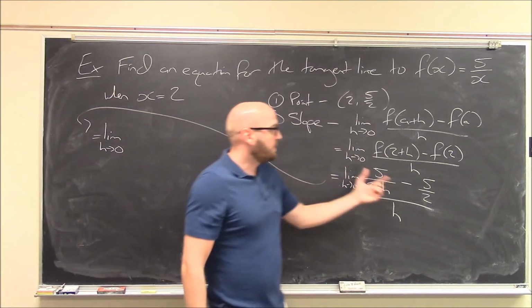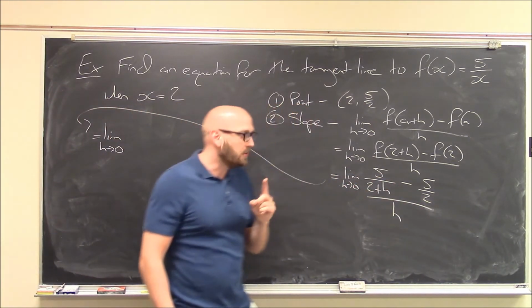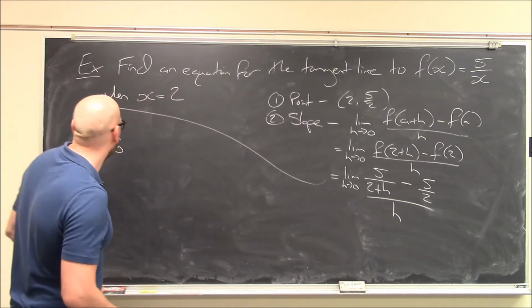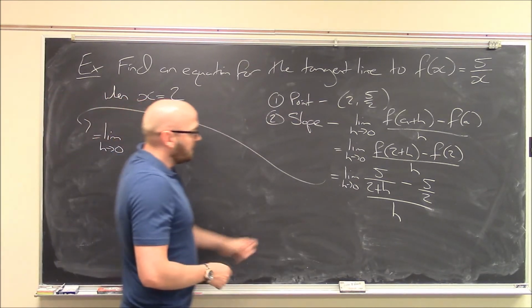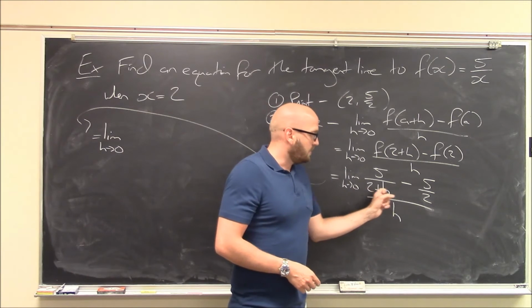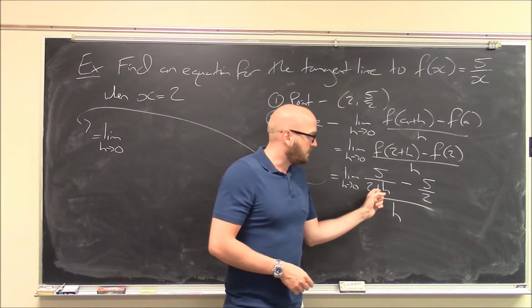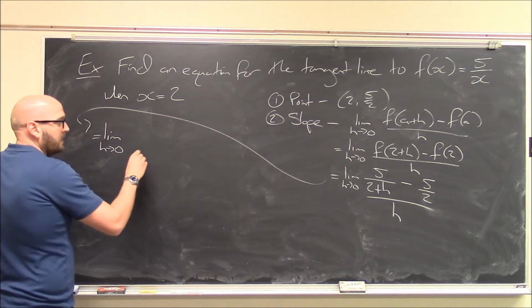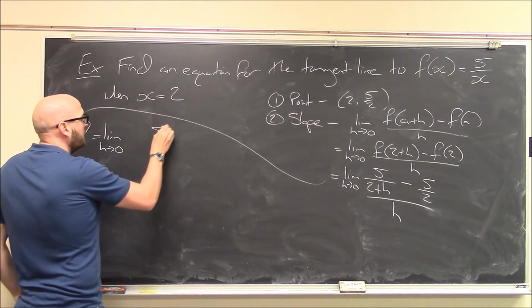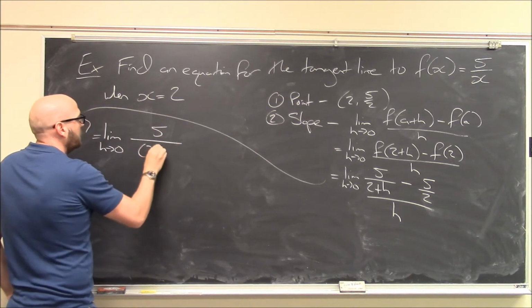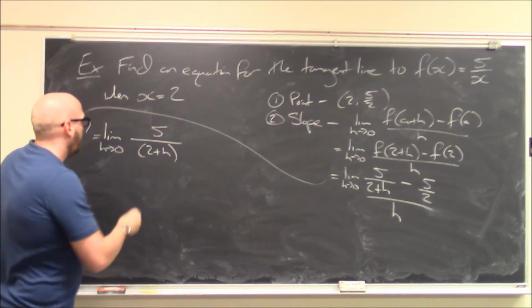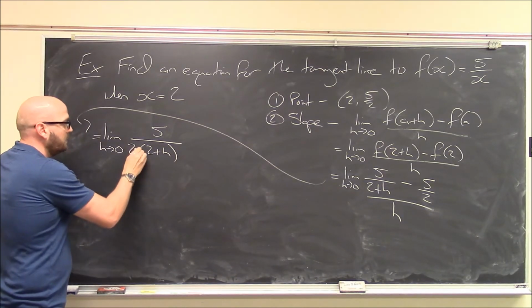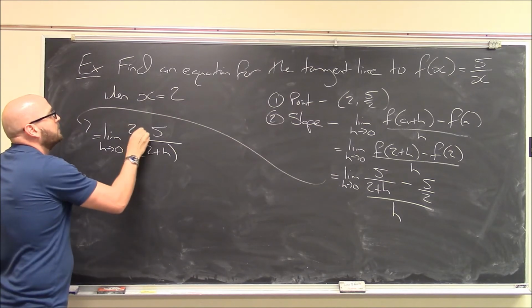Well, anytime I have two fractions, quite often I want to combine them into a single fraction. So I'll try to do that here. I need them over a common denominator. Let's just go with the common multiple of these denominators, so 2 times 2 plus h. So we've got 5 over 2 plus h. I want 2 times 2 plus h, so I'd multiply the bottom by 2, I'd multiply the top by 2.